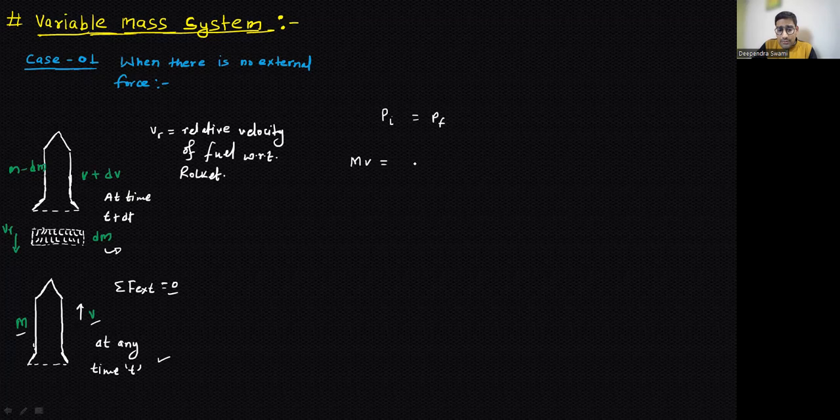For calculating the final momentum, there are two parts. One is the rocket. The rocket has mass m minus dm, because dm of fuel is ejected from it, and it has a velocity v plus dv, right? And the fuel has mass dm and some velocity. We do not know the velocity of this fuel, so before that we need to calculate the velocity of the fuel.